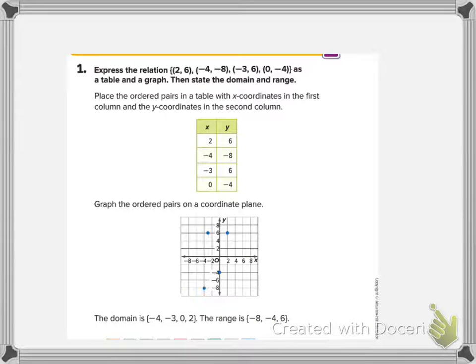So in the first example that's completed for us, the question is that we're supposed to express the relation, and it gives us 4 ordered pairs there, as a table and a graph, and then state the domain and range. And so you can see they place the ordered pairs in a table with the x coordinates first and the y coordinates in the second column. That's what you will be asked to do. And then you're graphing the ordered pairs on a coordinate plane. The domain is your x values, and the range is the y values.